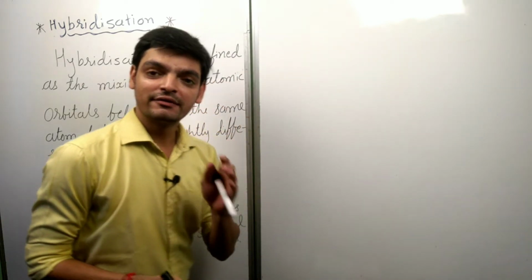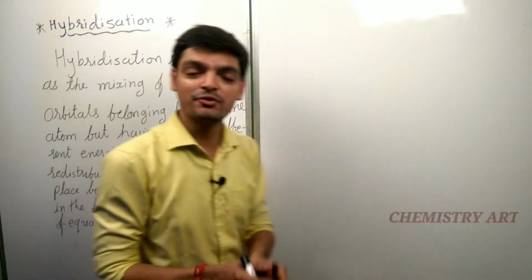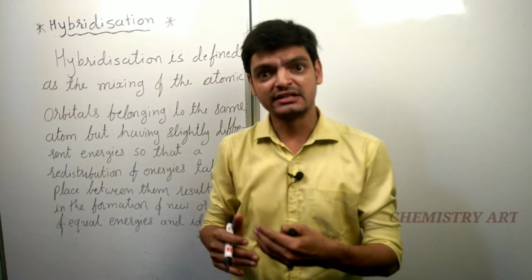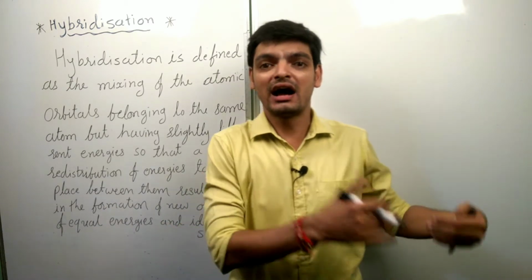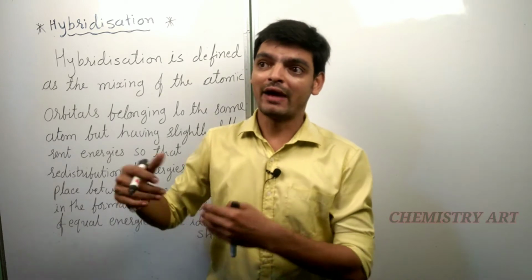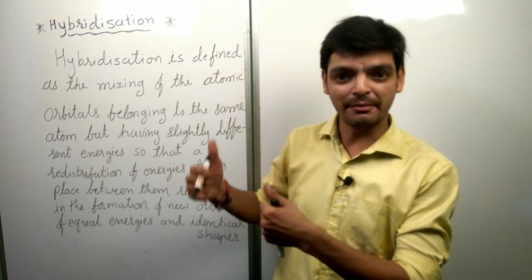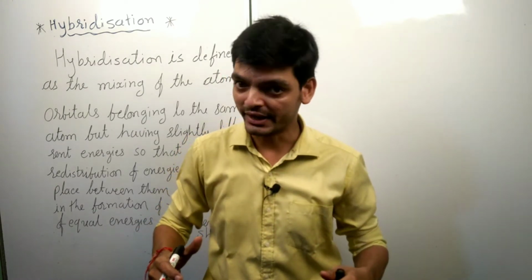So friends, today we will discuss hybridization. I will try to explain what hybridization is, how hybridization takes place, what the requirements are, and how we can understand the valence bond theory with the help of hybridization. Mainly, hybridization helps us understand the shapes of molecules.